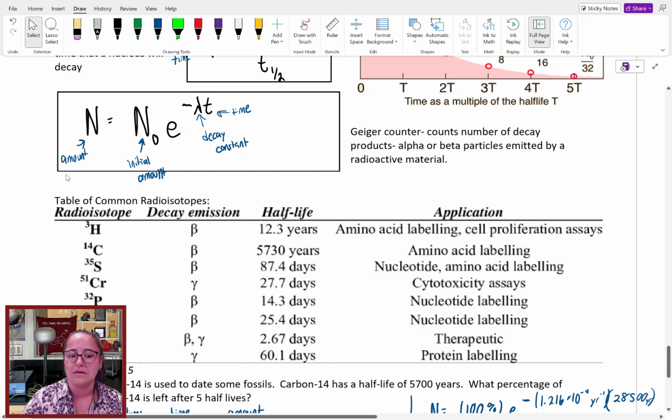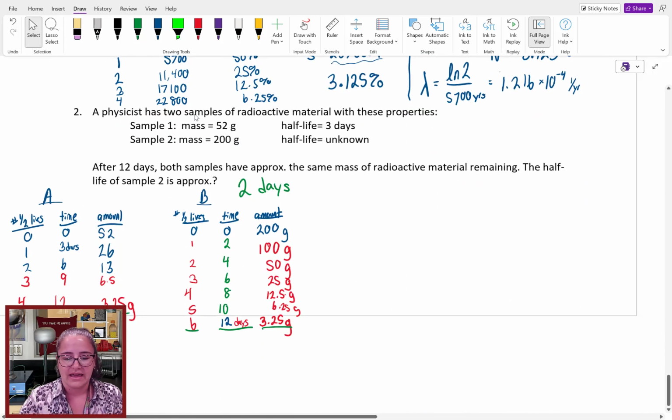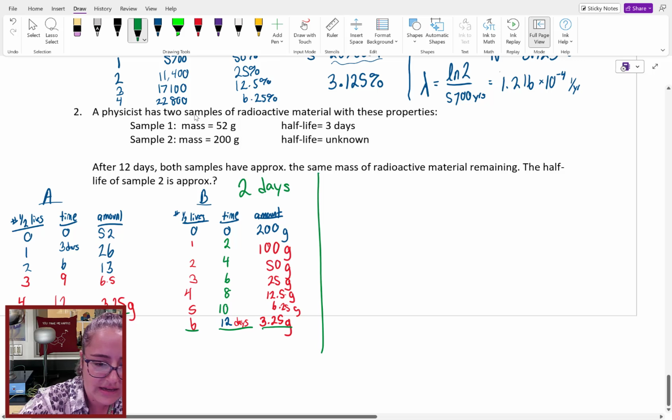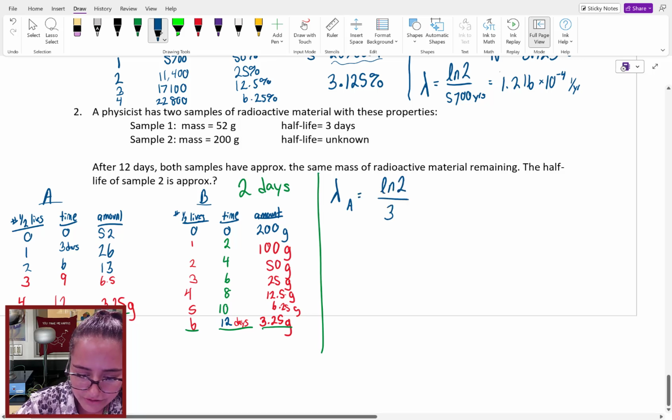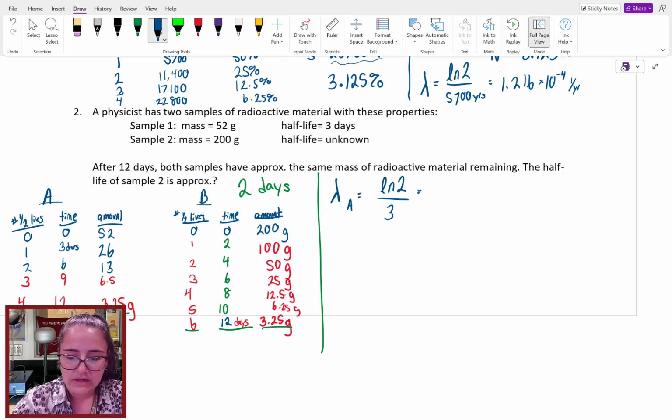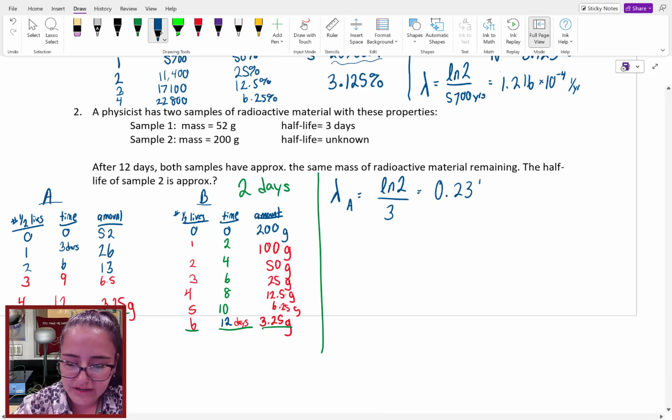Because it says their amount is the same, if their amount's the same, we can set these equations equal to each other. The time is the same, they just have different decay constants. And we know one of them, so we can solve for the other. First, let's find the decay constant for sample A, which will be the natural log of 2 divided by 3, which gives us 0.231, and that'll be days to the minus 1.